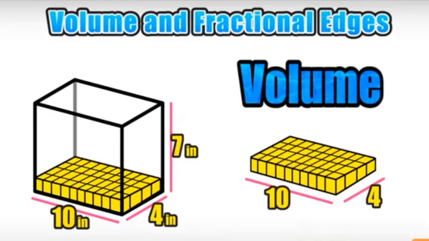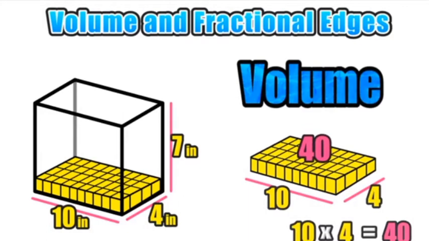So to figure out the total number of 1 inch unit cubes to cover this bottom layer, we can just multiply 10 times 4, and our product is 40. So we have 40 cubes comprising this.